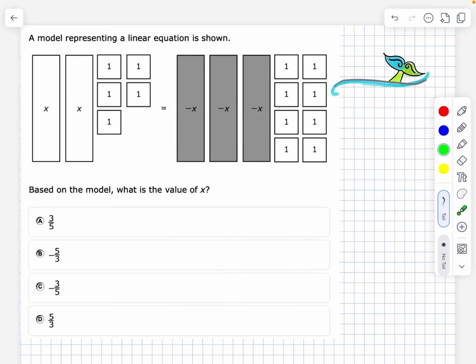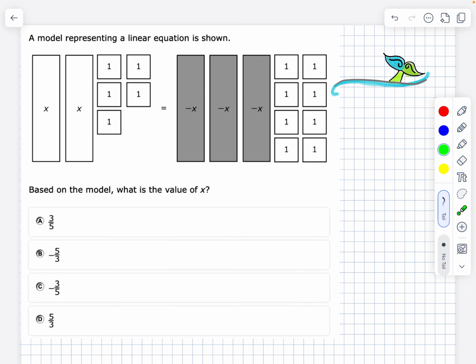Right, here we've got a problem with a model. It says a model representing a linear equation is shown, and based on the model, what is the value of x? So they're asking you to figure out a few things here. One is, can you figure out what the model is saying? And then after that, can you figure out how to solve for x? So let's go ahead and look at the model.